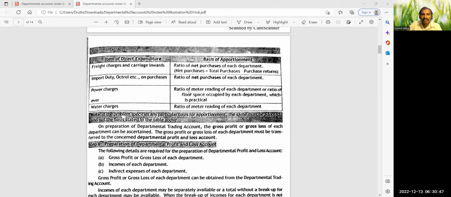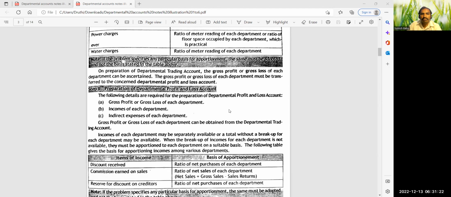Then power charges: ratio of meter reading of each department, or ratio of floor space occupied by each department, which is practical, right? So if the meter reading of each department is given in the sum, then power charges are to be apportioned on that basis. Otherwise, if the floor space of each department is given, in that ratio power charges are to be divided among all the departments. Then water charges: ratio of meter reading of each department.